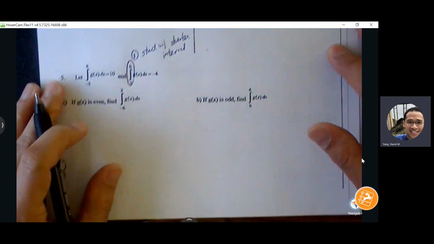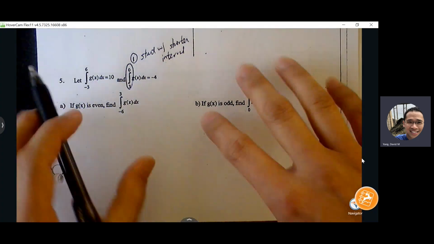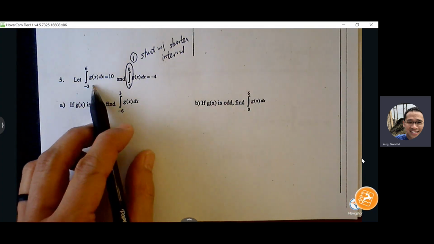It allows you to see things a little better, especially if there's overlapping things going on. So the shorter interval will help you build your graph a little more clearly. So I always suggest that we start with the shorter interval in case there's an overlap, and there will be an overlap in this case.